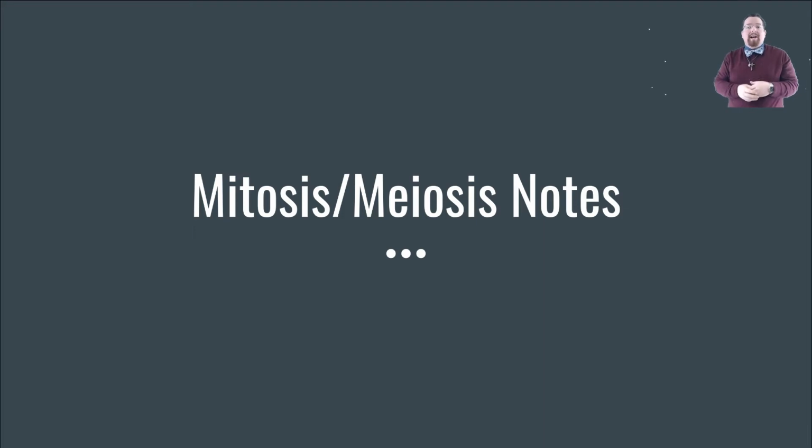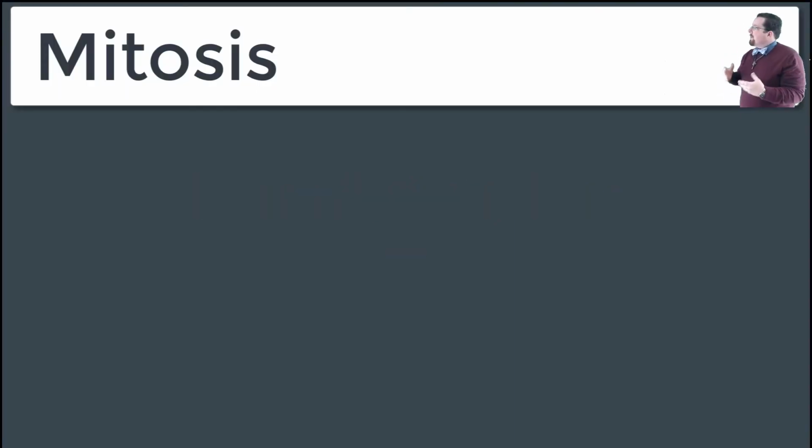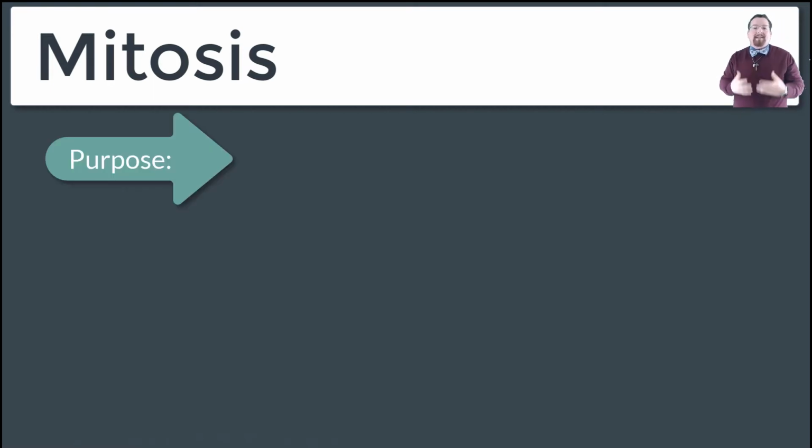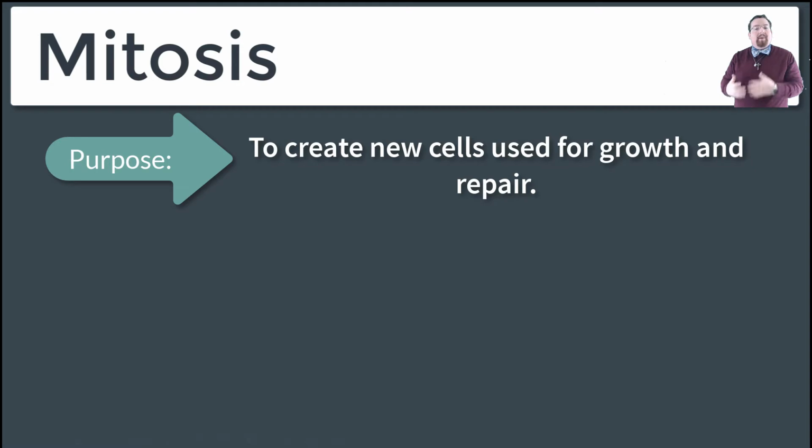Hey folks, today we're going to talk about mitosis and meiosis, which are two very important types of cell division that occur in our bodies. The purpose of mitosis is to create identical cells for growth and repair. So anytime we damage our cells or need to create new cells to grow, we make them through this process called mitosis.